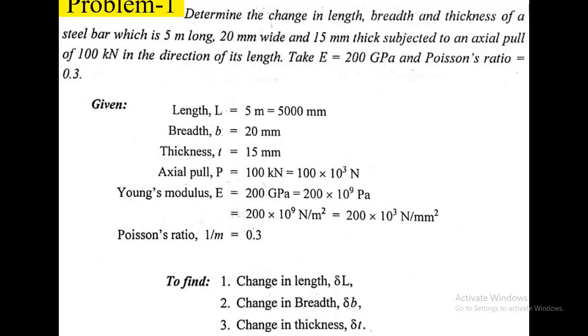And this is the example for the elastic constant problem. Here they have given length of the arrangement 5 meter, and breadth, thickness, axial pull, Young's modulus of the arrangement, Poisson ratio. So they are asking change in length, change in breadth, and change in thickness of the arrangement.